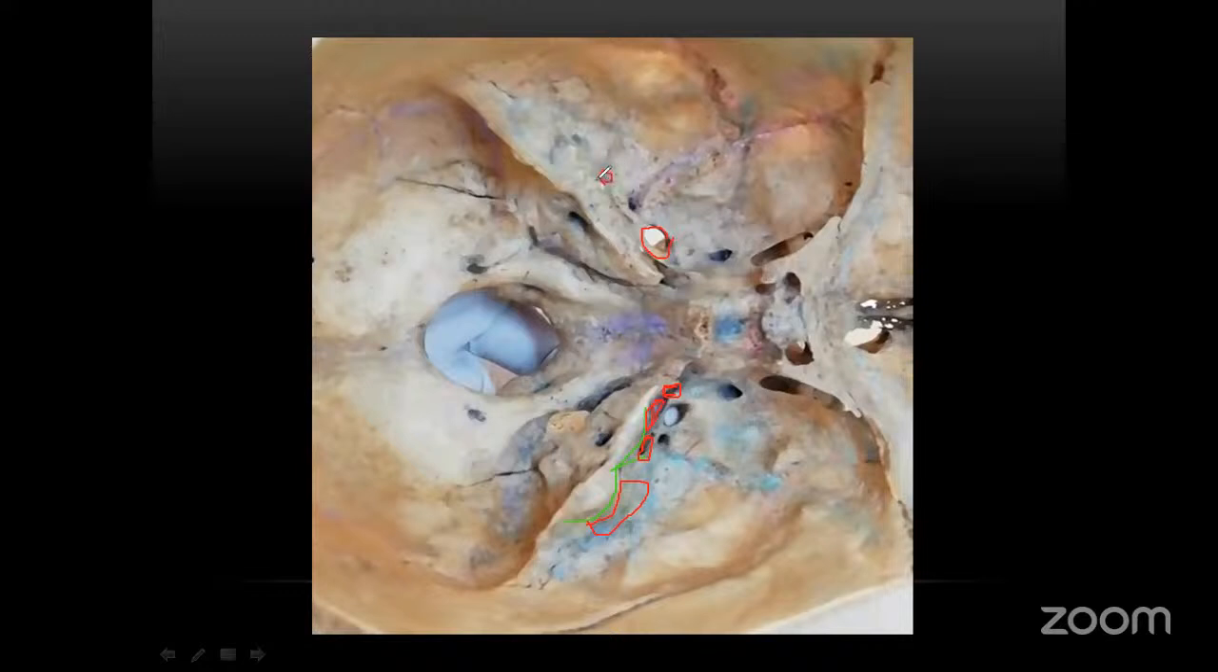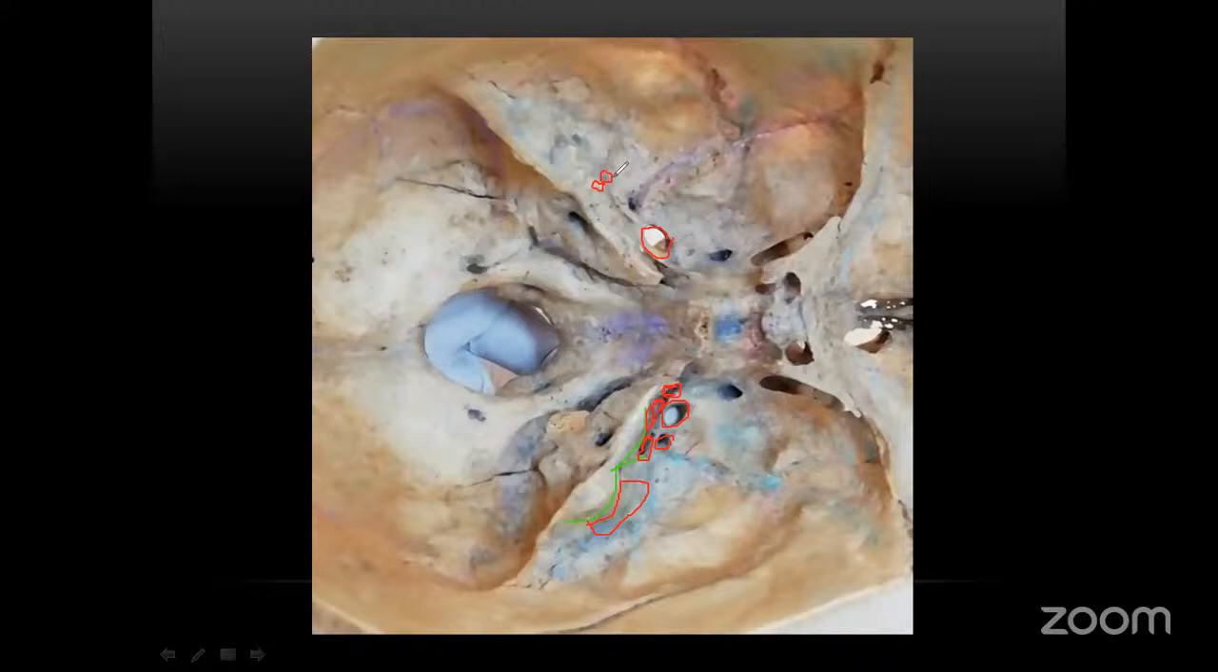Foramen ovale and spinosum. These are not foramen ovale and spinosum. This is ovale, and this is spinosum. This is lacerum, this is rotundum. So what about this one? I am talking about these small foramens here, just posterior to this one.